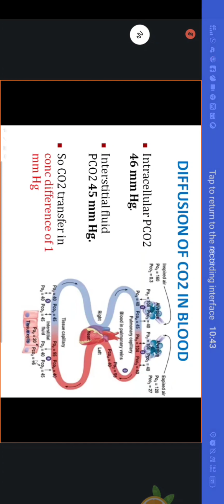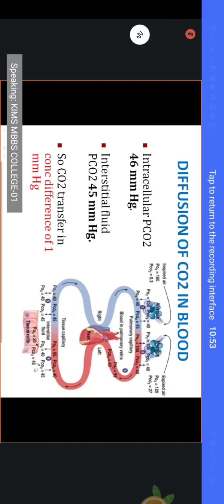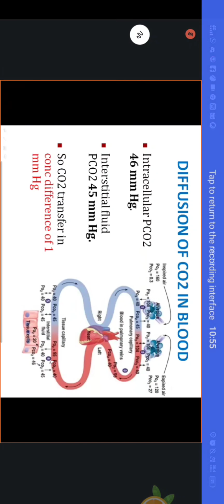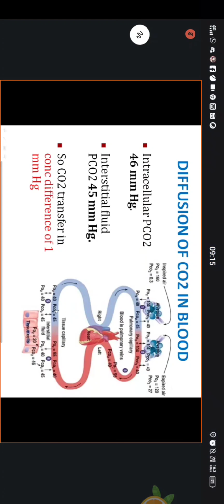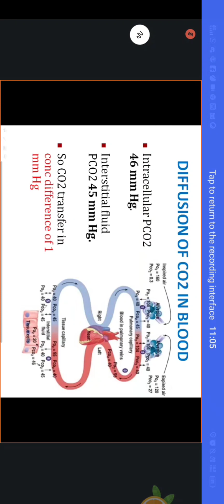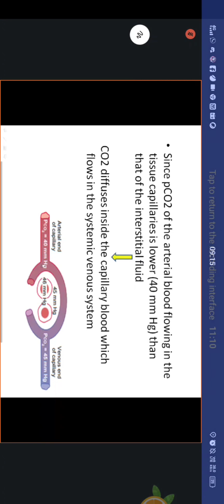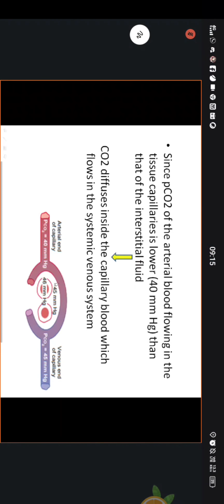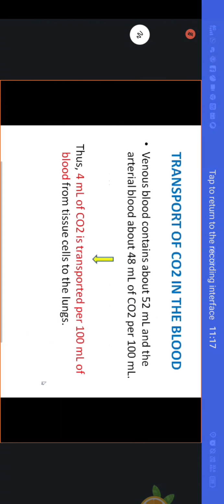Whereas the arterial end of the capillaries contains only 40 mmHg, whereas the interstitium is 45 mmHg. So because of this net difference of 5 mmHg, carbon dioxide enters the arterial end of the capillaries, then through capillaries reaches the venous end. Again, at the venous end there is no variation because it is equal. So after entering the capillary arterial end, it circulates into the venous capillary and reaches the pulmonary circulation.